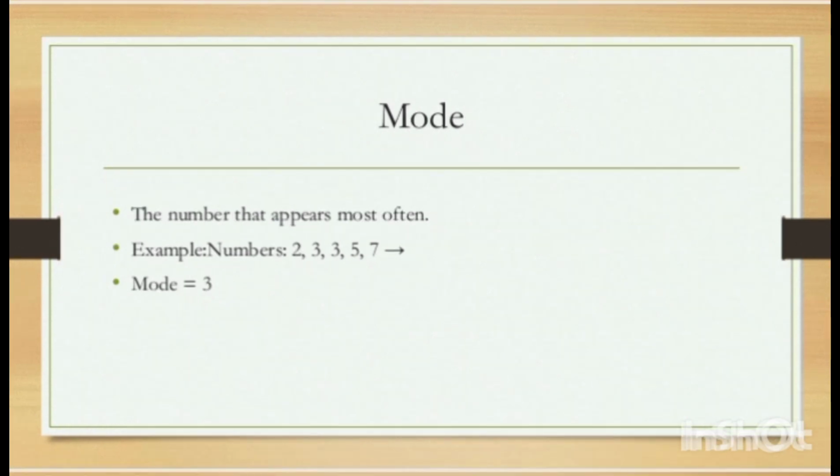The last type is mode. Mode means the most frequently occurring data in a data set. For example, if the given data set is 3, 3, 5, 7, 7, 8, the mode is equal to 7, because 7 is the most occurring data in the data set.